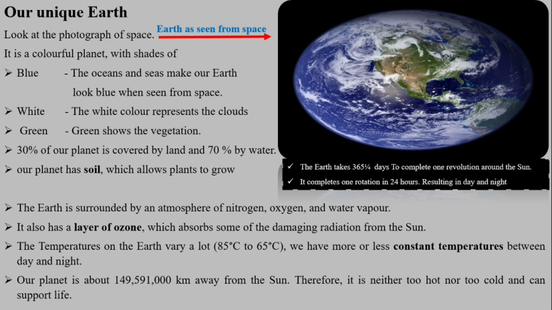And next, the Earth is surrounded by an atmosphere of nitrogen, oxygen, and water vapor. Since Earth is surrounded by this atmosphere, we are able to live on this Earth. It also has a layer of ozone which absorbs some of the damaging radiation of the sun.